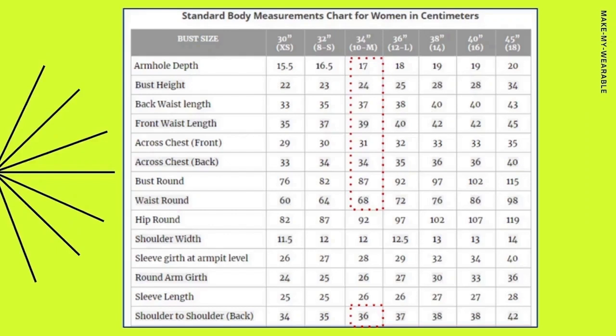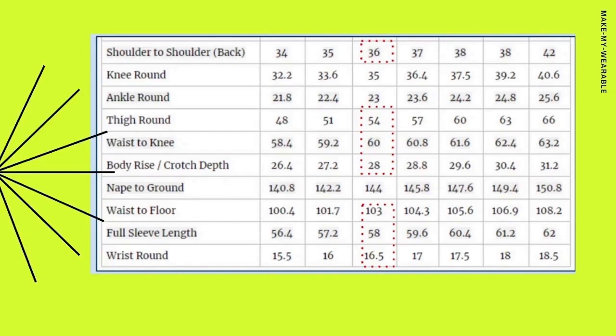In this demonstration, I am going to make use of measurements for size 34, which is medium size, or size 10. These are some of the measurements that I will be using to draft the basic bodice and the sleeve block: armhole depth, bust height, back waist length, front waist length, across chest for front, across chest for back, shoulder to shoulder taken at back, full sleeve length, and wrist round.